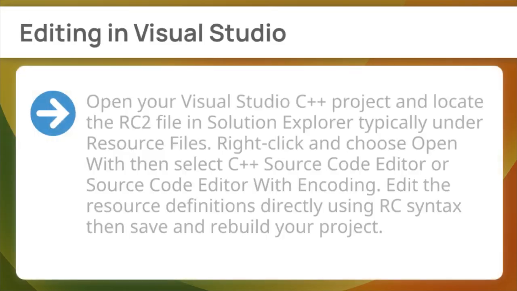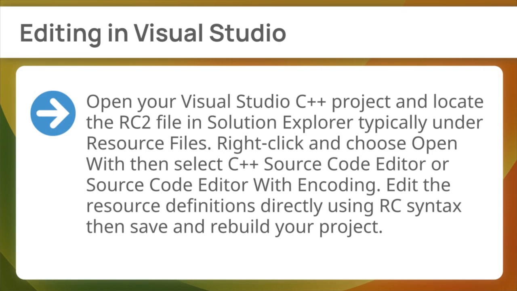First, editing in Visual Studio. Open your Visual Studio C++ project and locate the RC2 file in Solution Explorer, typically under Resource Files. Right-click and choose Open. Then select C++ Source Code Editor or Source Code Editor with encoding. Edit the resource definitions directly using RC syntax, then save and rebuild your project.